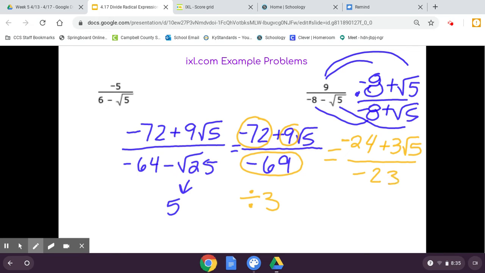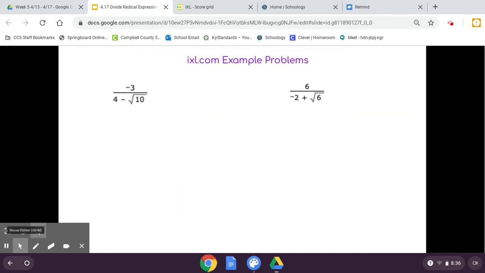Looks a lot messier than what we started with, which is crazy, but it's right, I promise you.